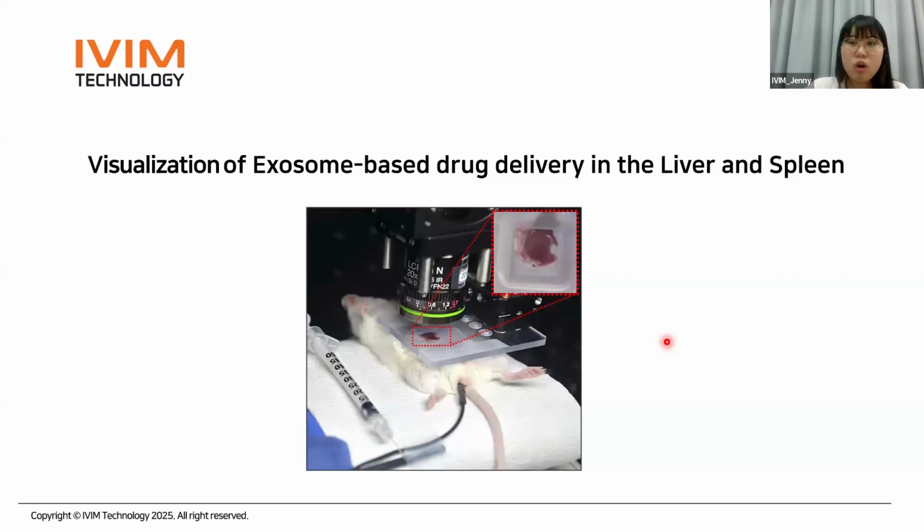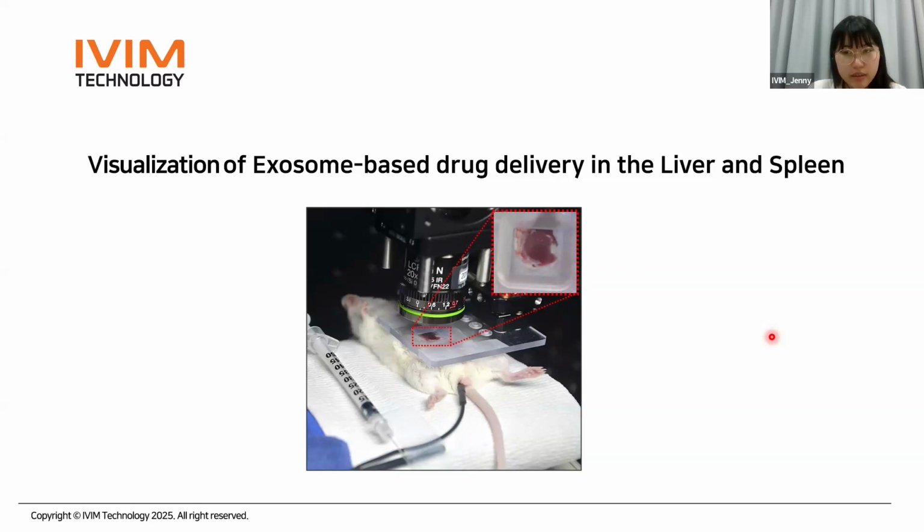So the core mechanism of exosome-based therapeutics lies in their natural ability to transport bioactive molecules, such as proteins, nucleic acids, and small molecules, directly to specific target cells or tissues. Leveraging their endogenous origin, exosomes can cross physiological barriers, evade immune clearance, and deliver therapeutic cargo with very high precision. Therefore, directly observing how efficiently exosomes reach and release their payload at target sites is critical for understanding their delivery efficiency and mechanism of action.